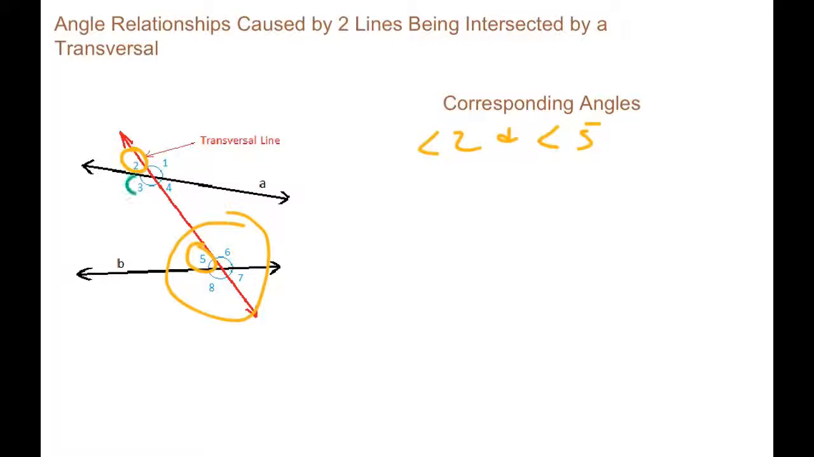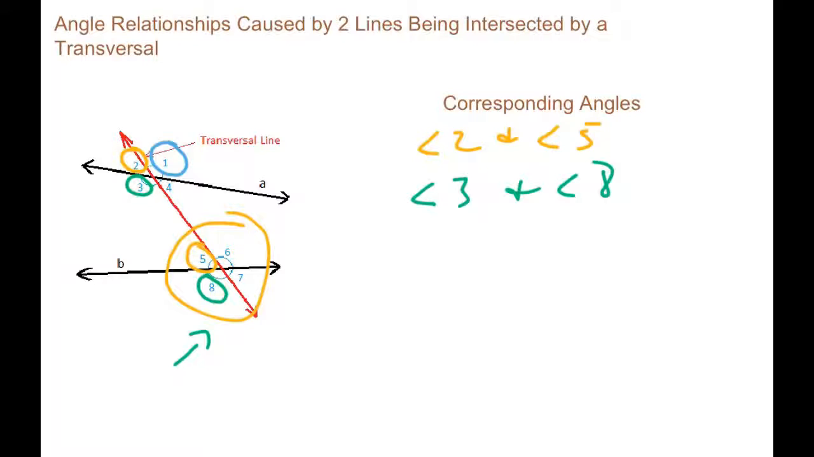Okay, how about angle 3? What angle down here is to the left of the transversal and below the line? That would be 8. So angle 3 and angle 8. All right, now we have angle 1.